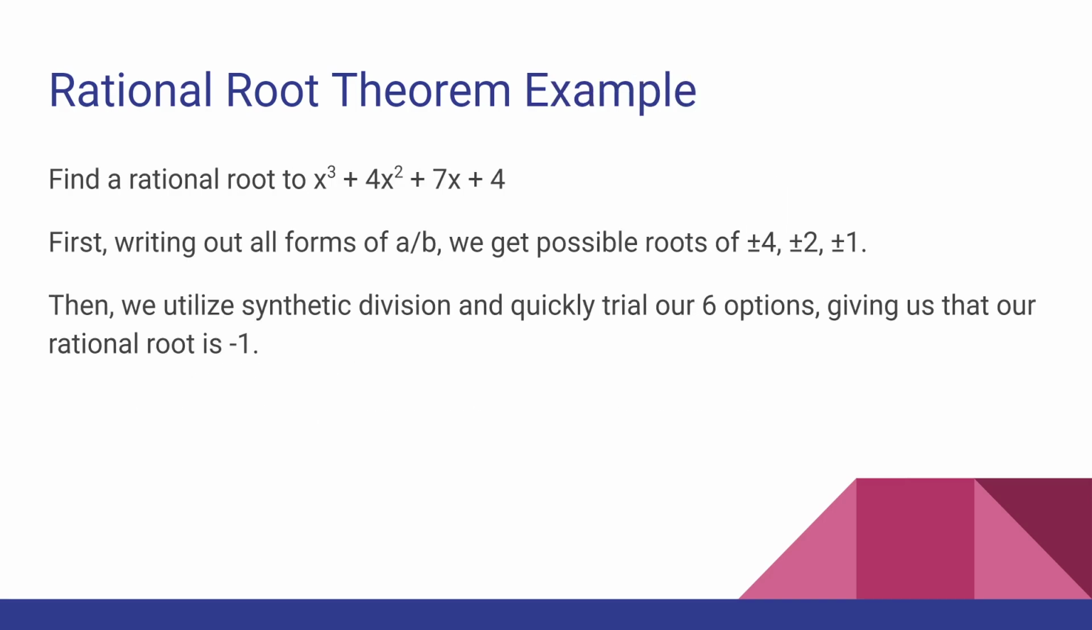So for example, we want to find a rational root to x to the third plus 4x squared plus 7x plus 4. So writing out all forms of a over b, basically all factors of 4 over all factors of 1, we get the possible roots of plus or minus 4, plus or minus 2, and plus or minus 1. So then we just use synthetic division to quickly trial our options. And after we do that, we get that our rational root is -1.